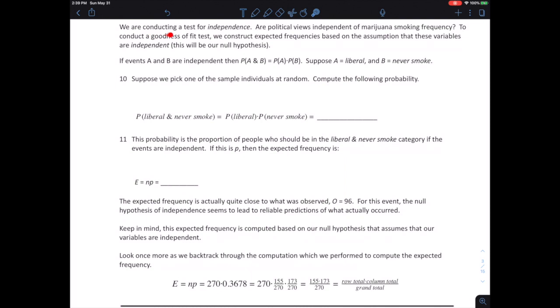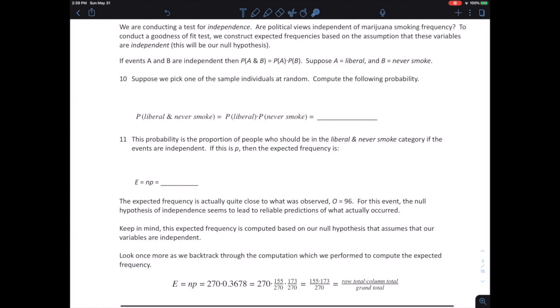We are conducting a test for independence. Are political views independent of marijuana smoking frequency? To conduct a goodness of fit test, we construct expected frequencies based on the assumption that these variables are independent of one another, and that's going to be our null hypothesis. If A and B are independent, then this is a rule called the multiplication rule. We've talked about it a few times. The probability of A and B is equal to the probability of A times the probability of B. That will be true when the variables are independent.